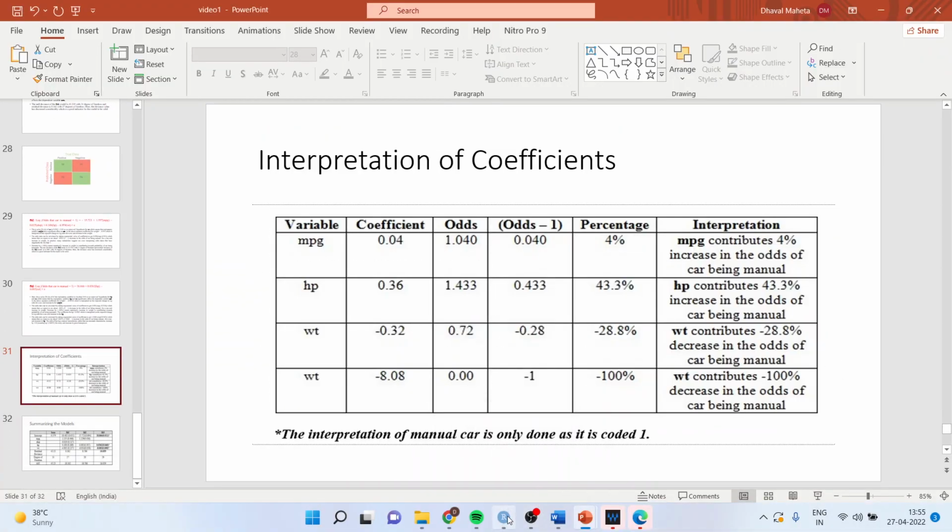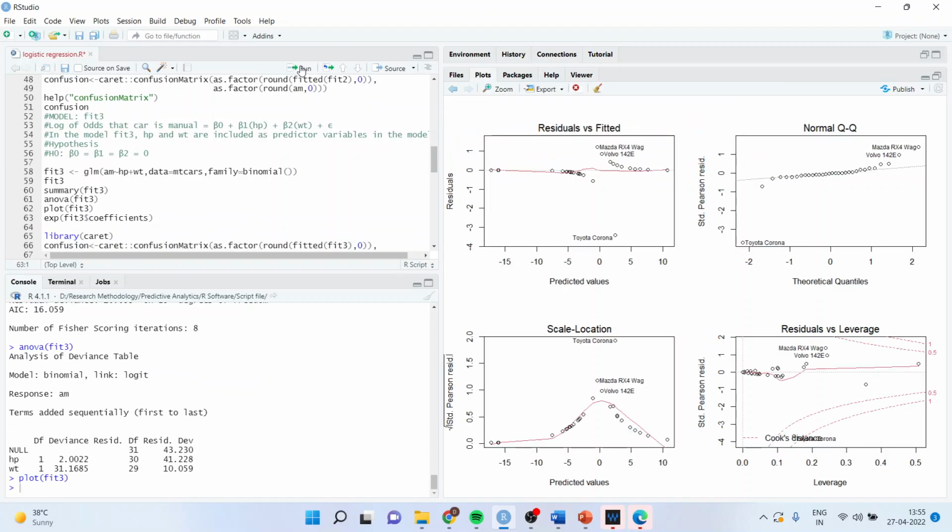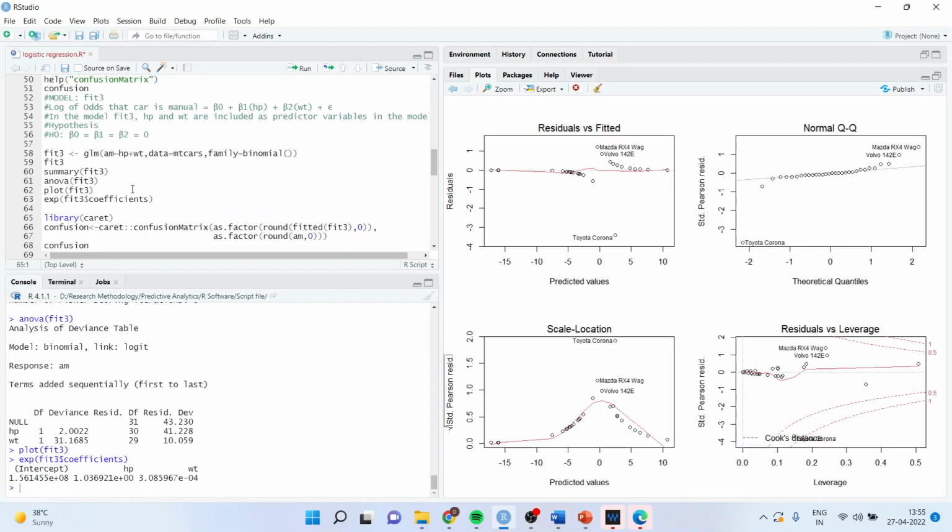Okay, let's come back here. Shall I proceed further? Okay, yeah. I'll run ANOVA again and see the plot. Now, if I want to see the coefficients of this, I'll write the exponential of fit3 dollar coefficients, and therefore it will give me the coefficients directly.